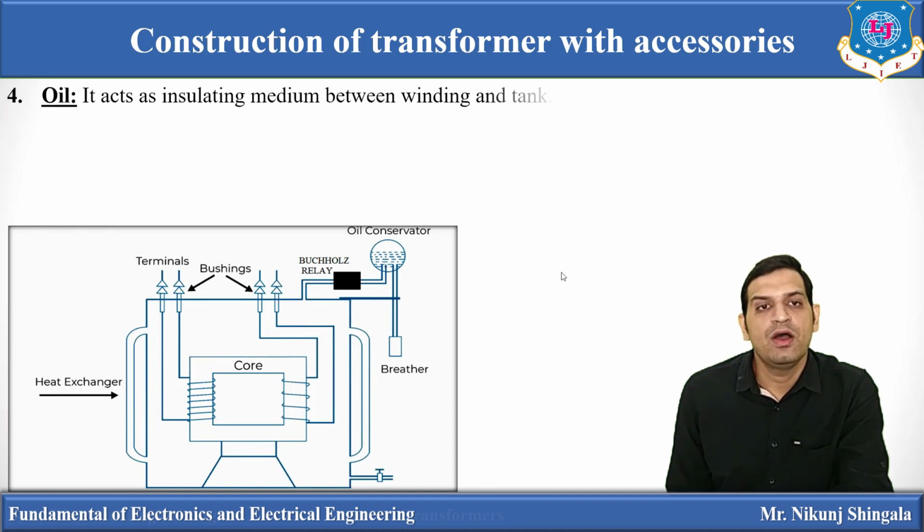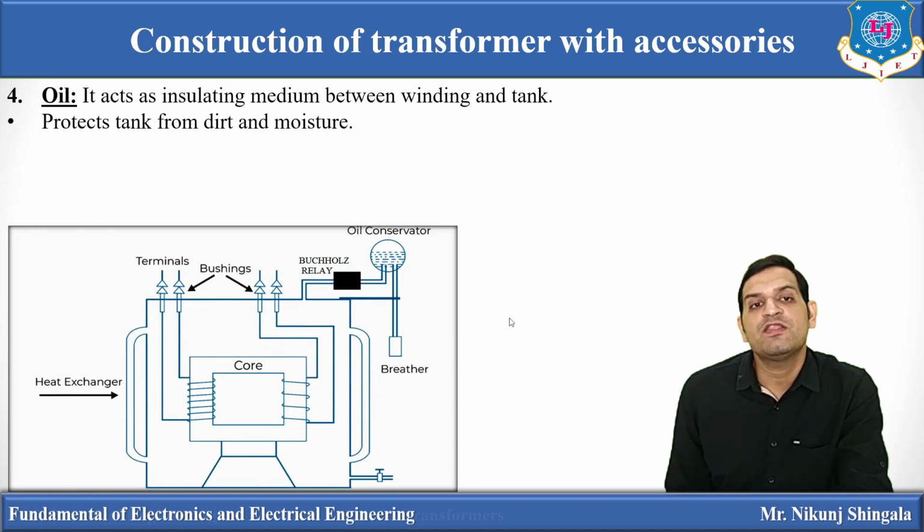The next one is the oil. Basically, it acts as an insulating medium between winding and tank. If oil is not provided, there may be a possibility of short circuit. Now, what is the purpose of the oil? It protects the tank from dirt and moisture.